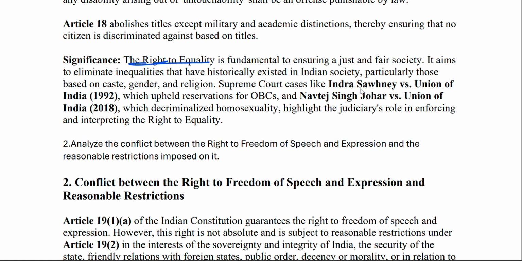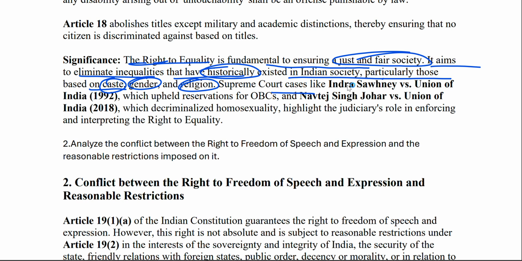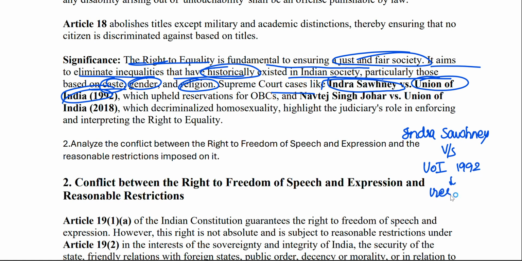Now, the right to equality is fundamental to ensure a just and fair society. It aims to eliminate inequalities that have historically existed in Indian society, particularly those based on caste, gender, and religion. The Supreme Court, in cases like Indra Swani versus Union of India in 1992, upheld the reservation for OBCs, who are called socially and educationally backward classes.